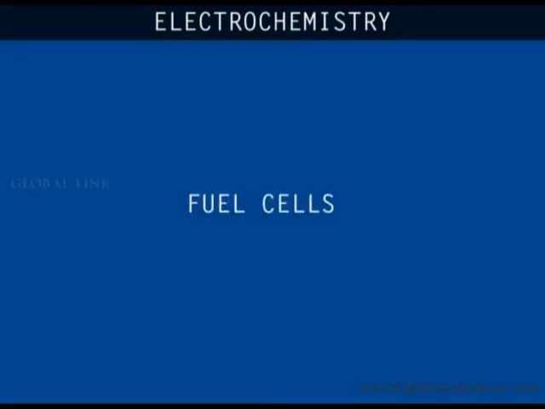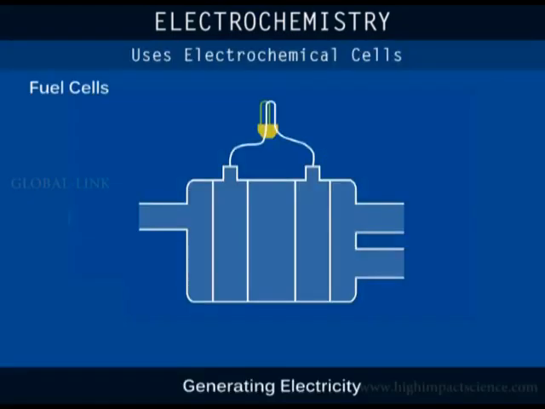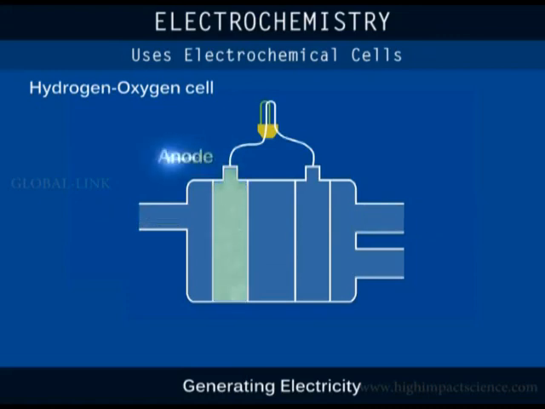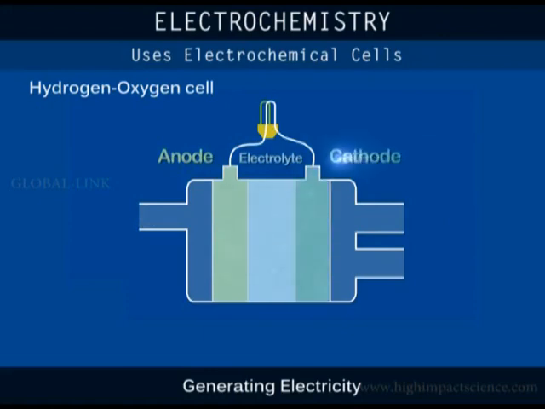And finally, fuel cells. Fuel cells are electrochemical cells which convert the chemical energy of a fuel directly to electrical energy. One important fuel cell is the hydrogen-oxygen cell. In this cell, the reactants are gases instead of metals. It has a positive anode, an electrolyte, and a negative cathode.